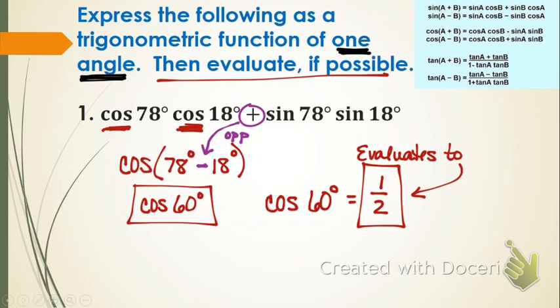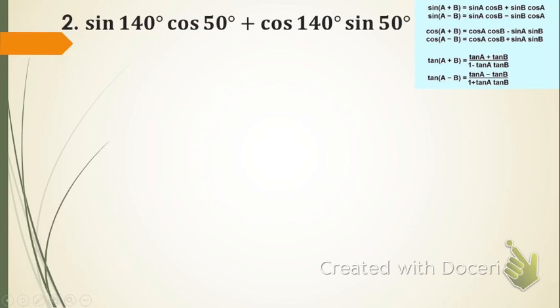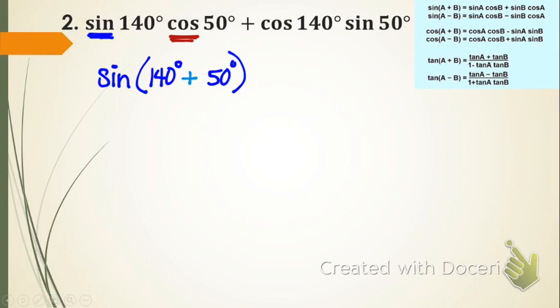Last example for today. Is this a cosine, a sine, or a tangent formula? Sine. It's sine times cosine, so we have a sine formula. I know my angles are 140 degrees and 50 degrees. What operator should I put between them? Plus. Because with our sine function, the operator stays the same. So this is going to be sine of what?